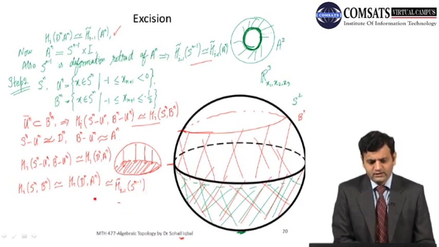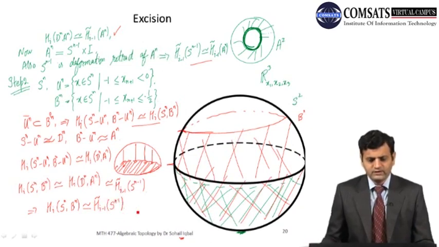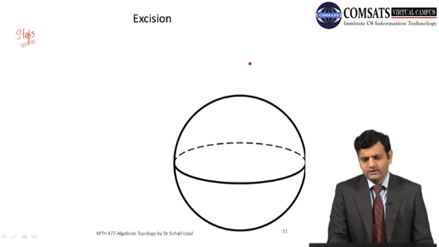Okay, so far we have proved this thing after two steps. Sn, Bn is isomorphic to Hi minus 1, the reduced homology of Sn minus 1. Okay, so let's go to step number 3. Let's see what we have proved so far.